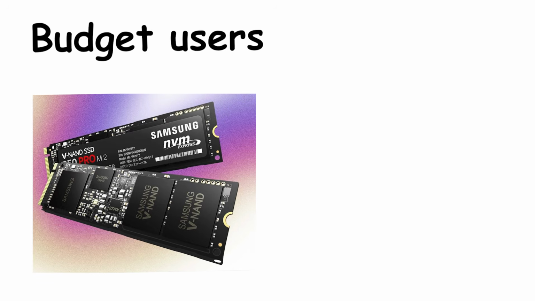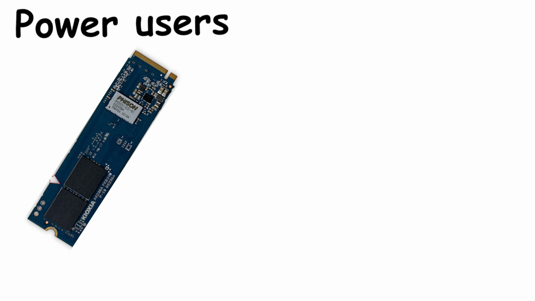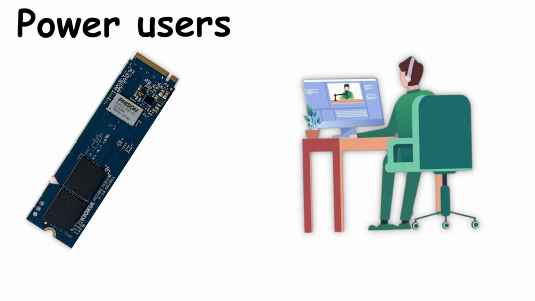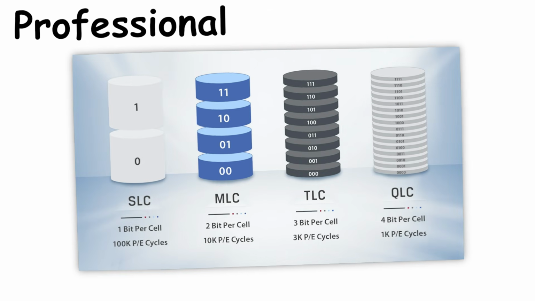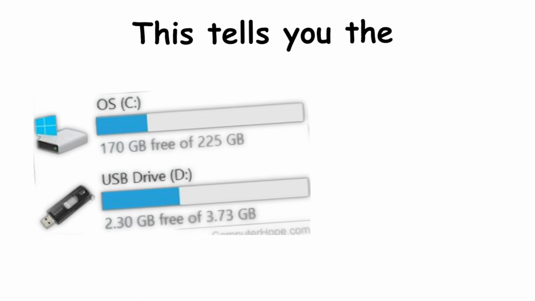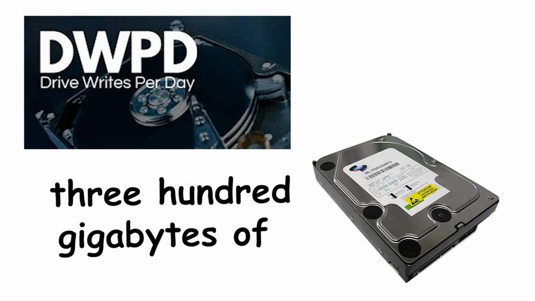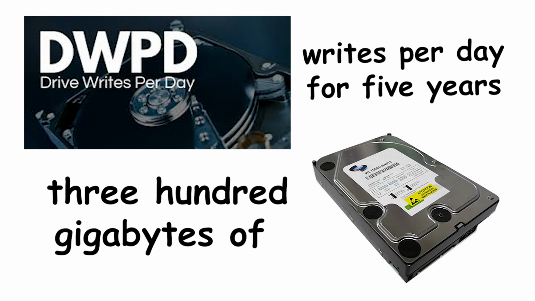Purchase framework. Budget users: QLC is fine for web browsing, office work, light gaming. Power users: TLC mandatory for video editing, development work, heavy gaming. Professional: enterprise TLC or MLC for mission-critical data. Expert aside: check the drive's DWPD rating, drive writes per day. This tells you the percentage of drive capacity you can write daily for the warranty period. 0.3 DWPD on a 1 terabyte drive means 300 gigabytes of writes per day for 5 years.